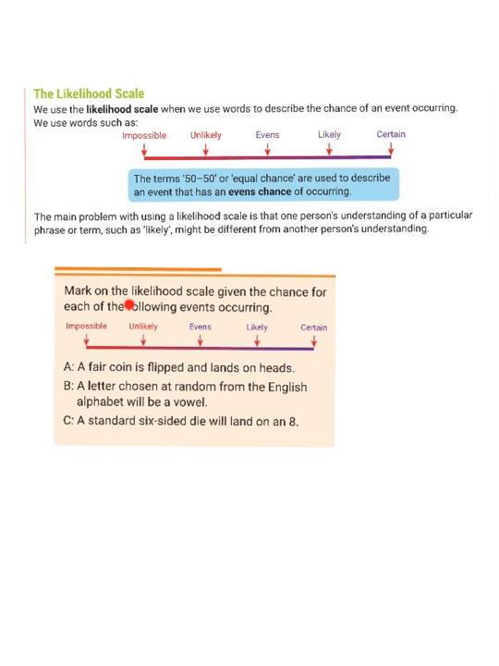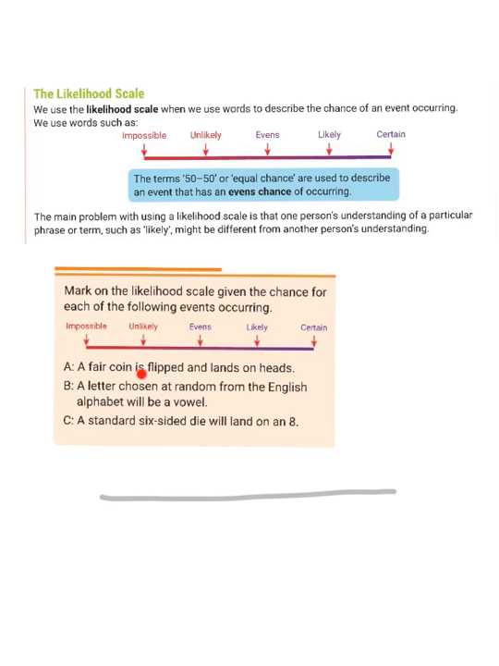Mark on a likelihood scale the chance of each of the following events occurring. A fair coin is flipped and lands on a head. A letter chosen at random from the English alphabet is a vowel. A standard 6-sided die lands on an 8. To do this, the first thing we do is draw our scale. Here would be impossible and here would be certain.